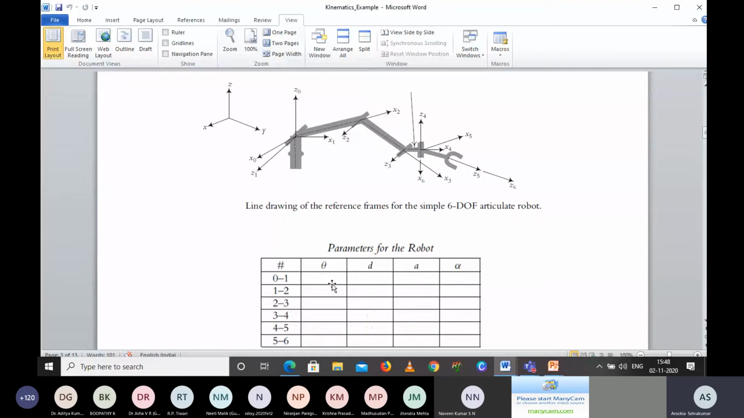So theta 1 you have given, in D you have given 0. Any offset distance along x, sir? No, sir. So A parameter also will be 0. So the 0 to 1, theta 1 will be there, D will be 0, A will be 0. What about alpha, sir? Compare Z0, Z1 and X0, X1.